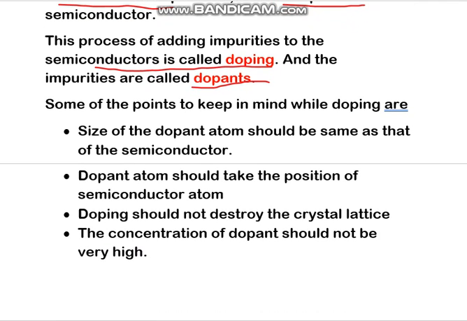Now, there are some rules to keep in mind while we do doping. Some of them are that the size of the semiconductor atom should be comparable to the size of the dopant atom, and the dopant atom should always take the position of the semiconductor atom. The crystal lattice of the semiconductor should not be destroyed, and the concentration of the dopant should not be very high.